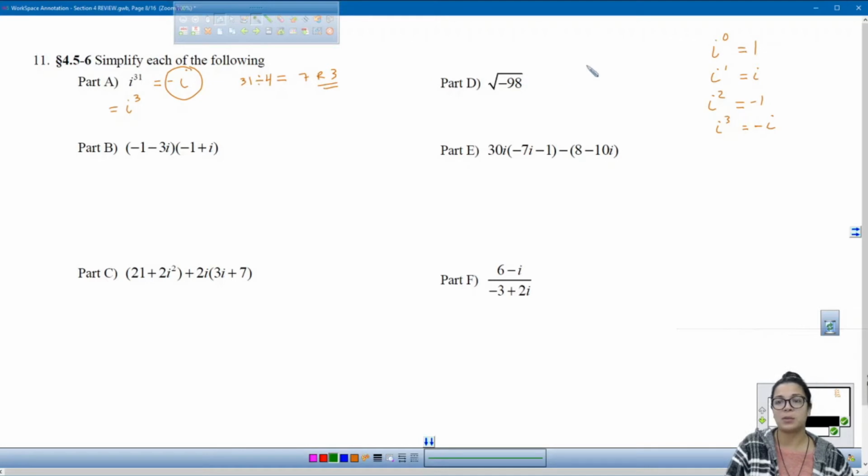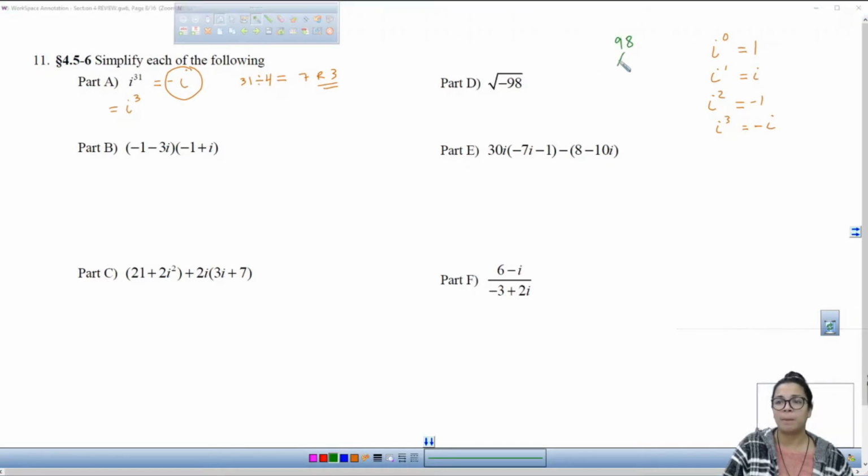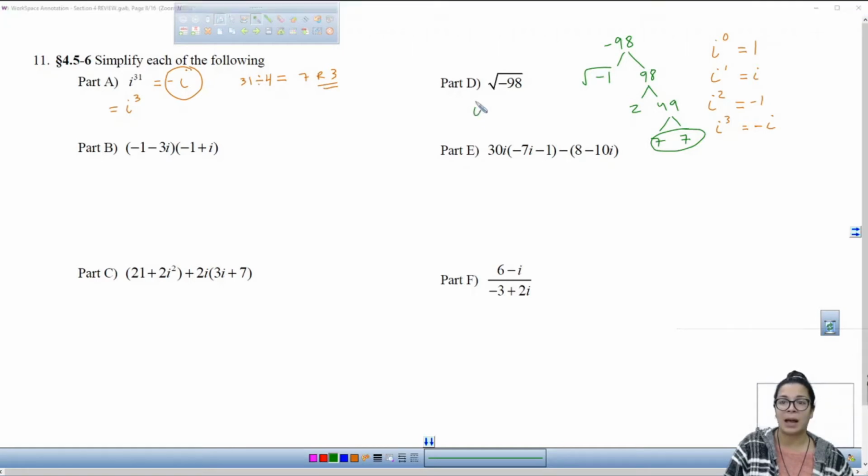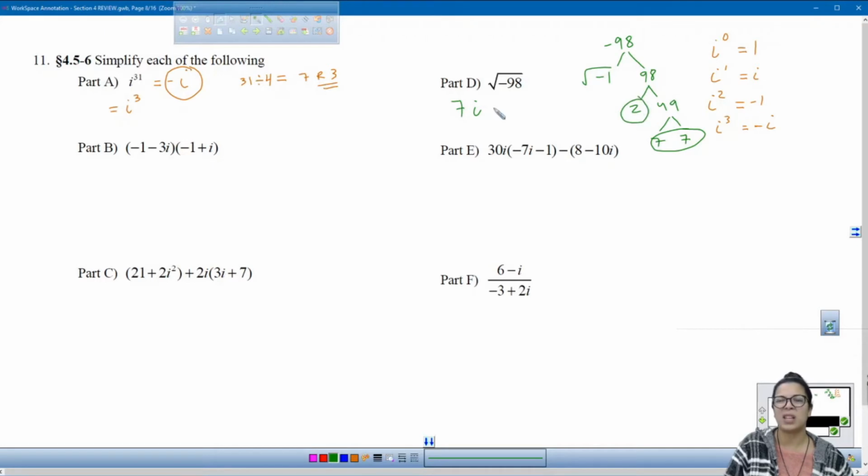So here we're simplifying the square root of -98. Now -98 can be broken up into -1 times 98. That way the square root of -1 is just going to give me i. And 98 can be broken up. 98 is 2 times 49, and 49 is actually 7 times 7. So a 7 will come out of that. So the square root of -1 gives us the i. A 7 comes out of the radical, and then a 2 stays on the inside of the radical.